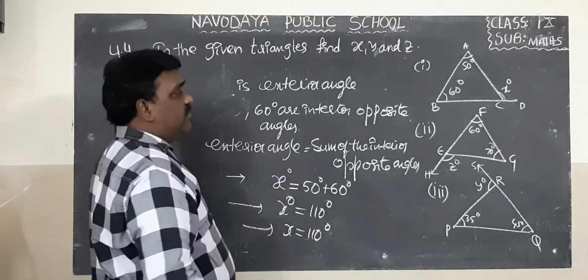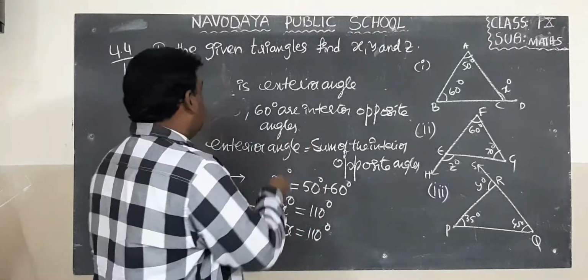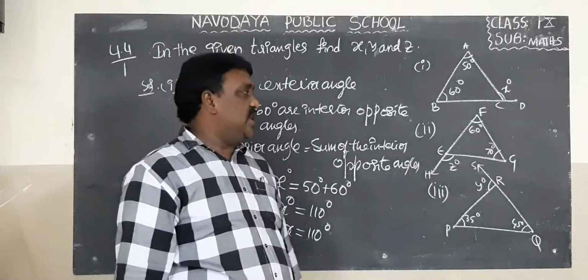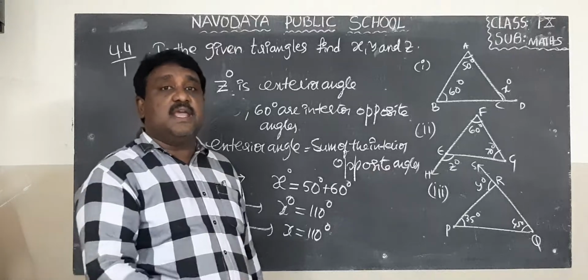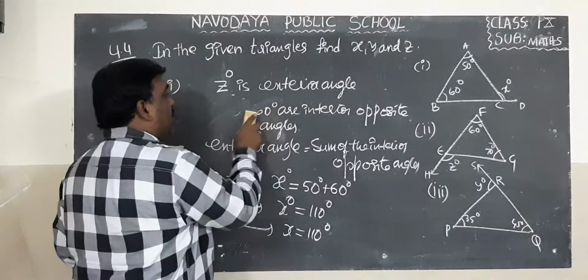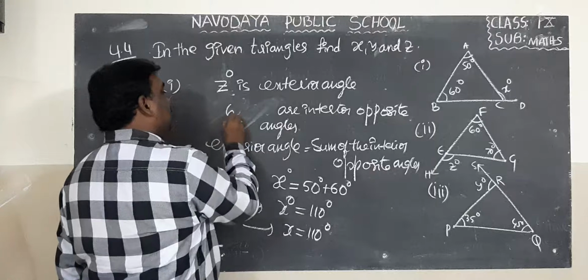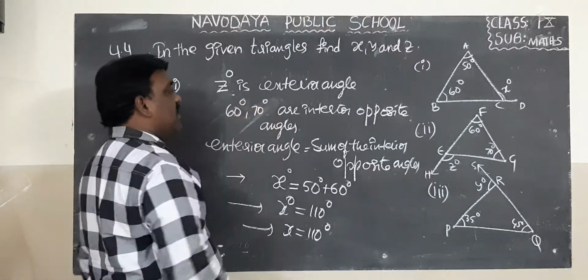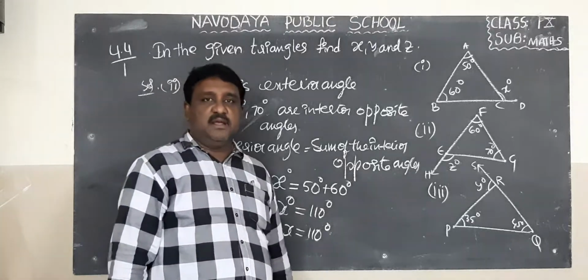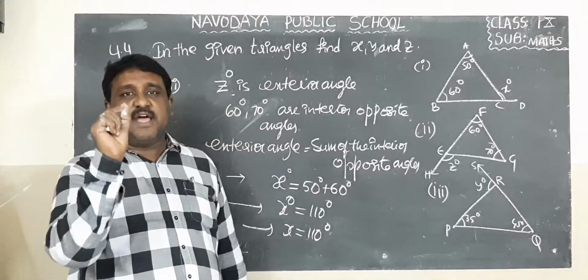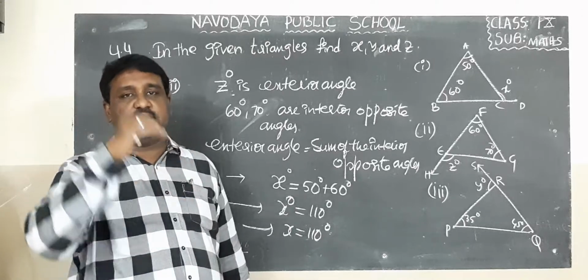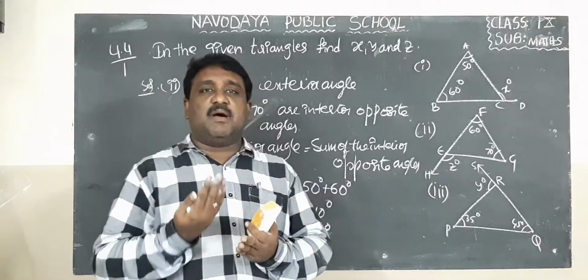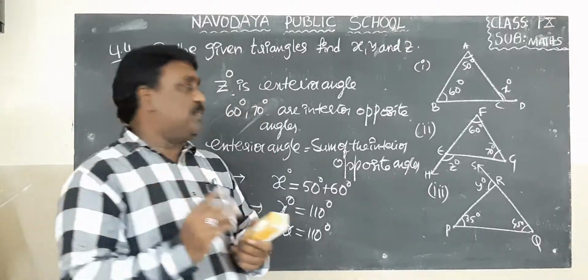In the second diagram, what is the exterior angle? Z is the exterior angle. Second diagram, Z is the exterior angle. What are the interior opposite angles? Second one solution: 60 degrees, 70 degrees are interior opposite angles. Z is the exterior angle because it lies outside the triangle. What are the interior opposite angles? 60, 70 are the interior opposite angles.